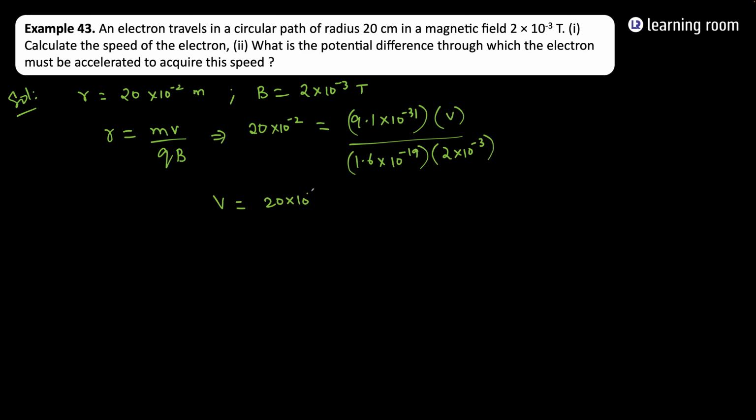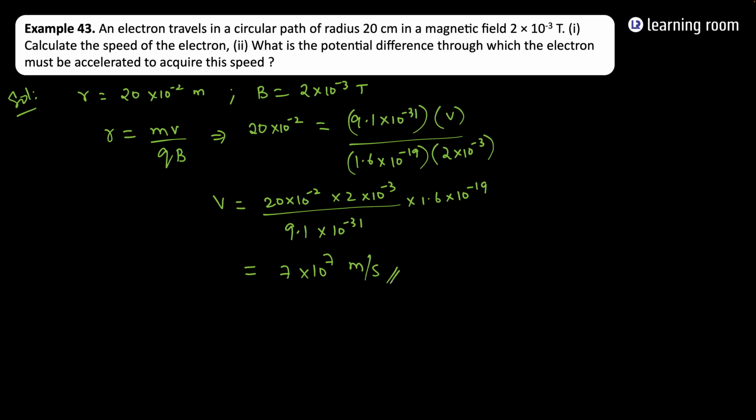20 into 10 power minus 2 into 2 into 10 power minus 3 divided by 9.1 into 10 power minus 31 into 1.6 into 10 power minus 19. So on solving this, how much is the answer we are getting? You will get the answer as 7 into 10 power 7 meter per second. On solving this, we should get the answer as 7 into 10 power 7 meter per second.